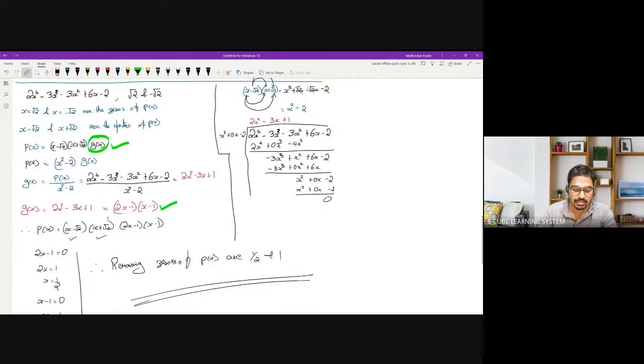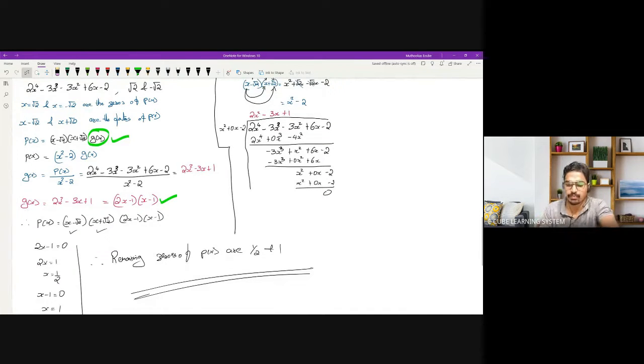So the method is very simple. First, we will write the polynomial p of x as given factors into g of x. First of all, we will find out the factors. From the zeros, we write the factors. Then we multiply the two factors, divide, and find g of x. Once g of x is obtained, on factorizing g of x, we can find the new zeros. Find the procedure. Okay, everyone.